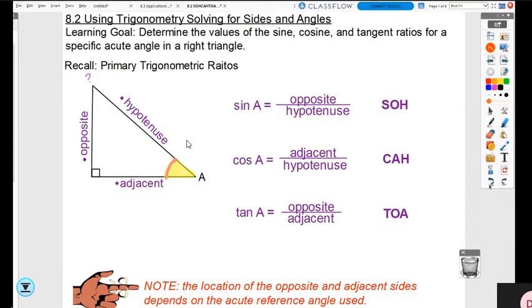Great question. Could the reference angle ever be 90 degrees? The answer is no. It can't.